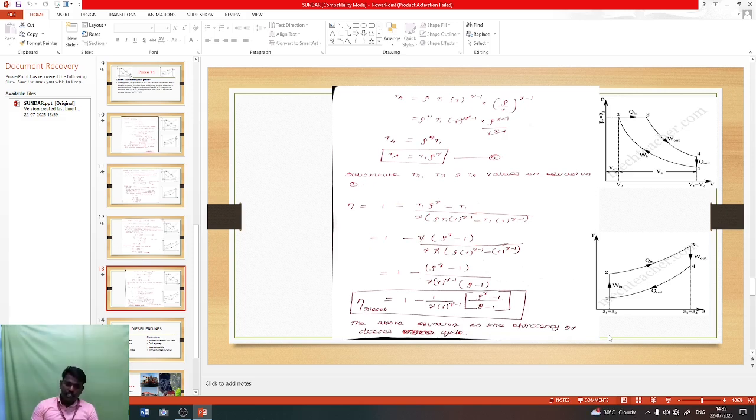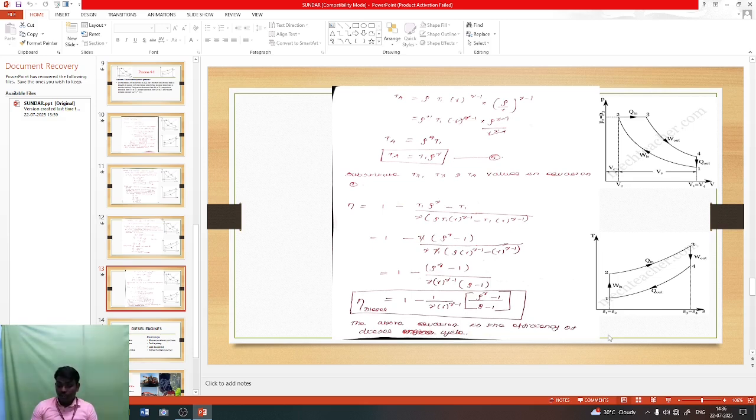If we take T1 out, on the top we will get T1 into (rho power gamma minus 1), divided by gamma into T1. T1 cancels. Rho into R power gamma minus 1 minus R power gamma minus 1. Now we have to take R power gamma minus 1 as common. So what is the value? 1 minus (rho power gamma minus 1) divided by gamma into R power gamma minus 1 into (rho minus 1). So now we can write this as our efficiency of diesel cycle equation.